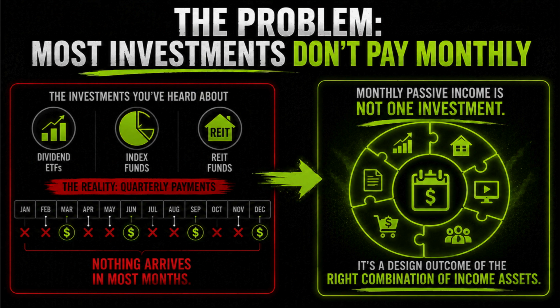Here's the problem most people discover when they start building passive income investments. The investments they've heard about, like dividend ETFs, index funds, many REIT funds, they don't pay monthly. They pay quarterly, which means in most months nothing arrives from the investment portfolio at all. Monthly passive income is not a feature of any single investment. It's a design outcome of the right combination of income assets.